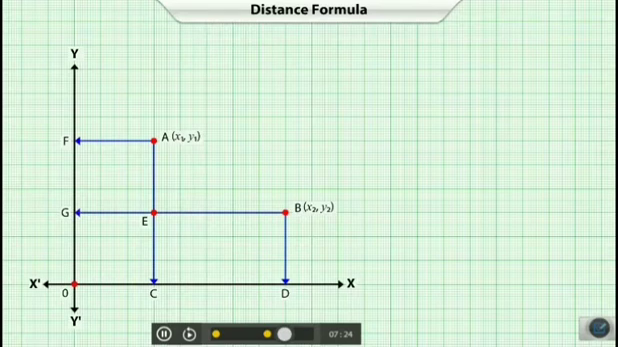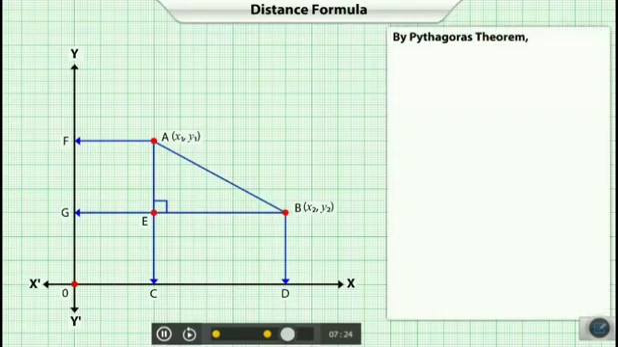Now, let's join points A and B. We have a right-angled triangle AEB. So we can find the distance between points A and B by applying the Pythagoras theorem, can't we? According to the Pythagoras theorem, AB square is equal to AE square plus EB square. Now, to find the distance AB, let's first find the distances AE and EB.